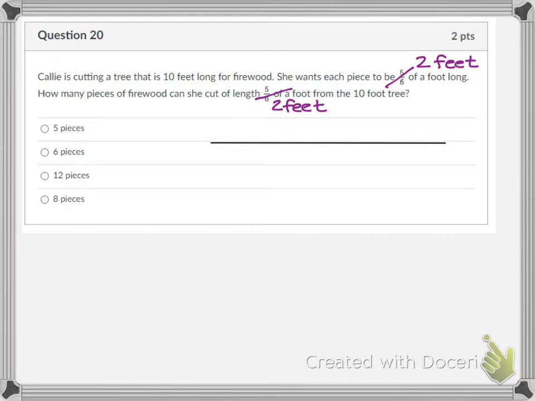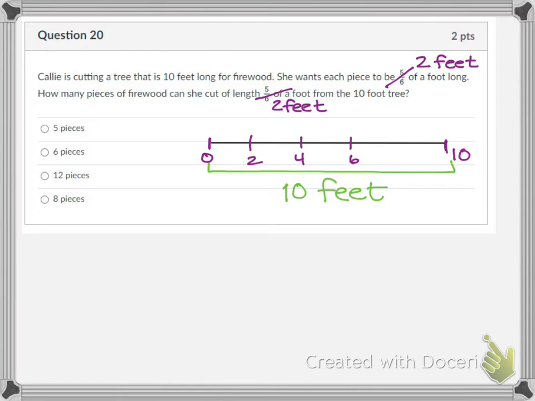So let's say this black line segment represents the 10-foot tree, and we want to break this 10-foot tree up into equal pieces that are each 2 feet long. Well, I'm sure you can already figure out that there would be 5 pieces, but let's visualize what's happening here. Every 2 feet, we would cut another piece. And so then there would be 1, 2, 3, 4, 5 total pieces.